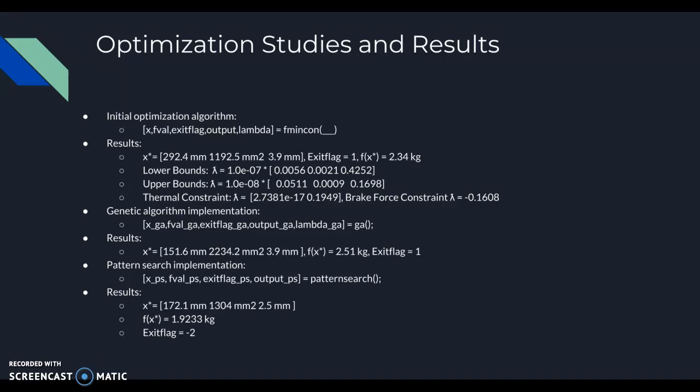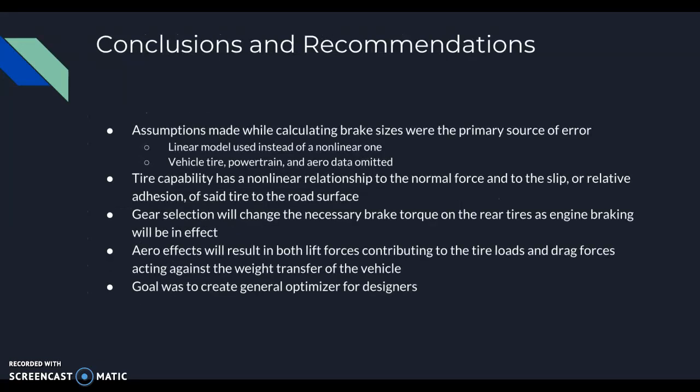Our genetic algorithm implementation found a less optimal solution, and pattern search did not find a feasible point, so pattern search is insufficient for our optimization problem. And in conclusion, some assumptions were made while calculating brake sizes, and they were the primary source of error. But these assumptions were made in order to reduce the scope of the project, and the goal of the project was just to create a general optimizer for designers.